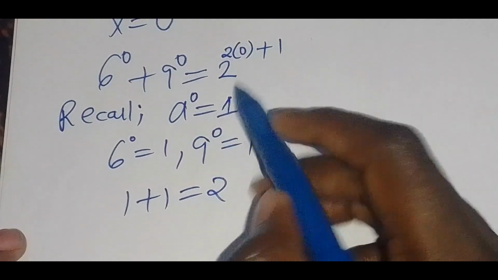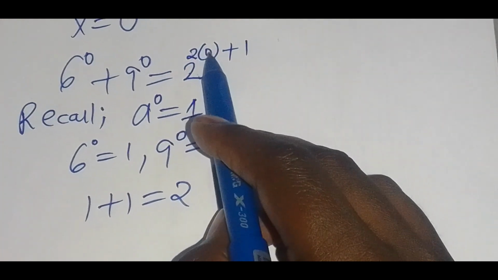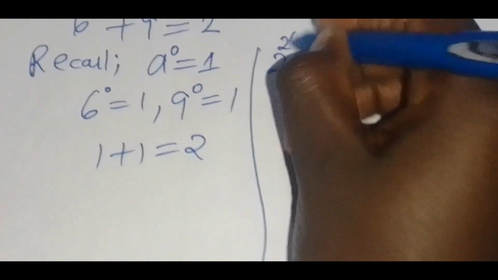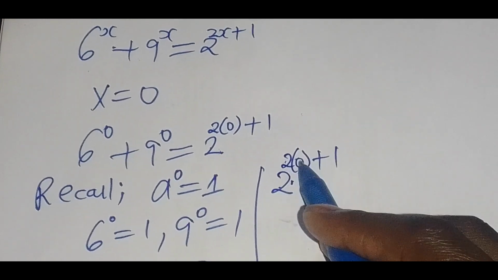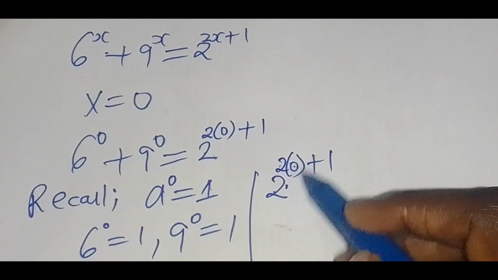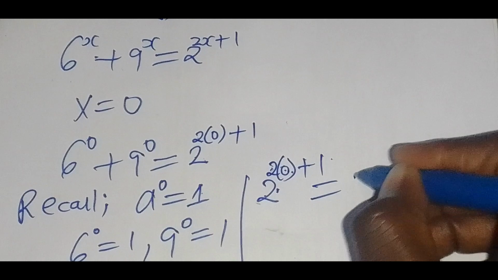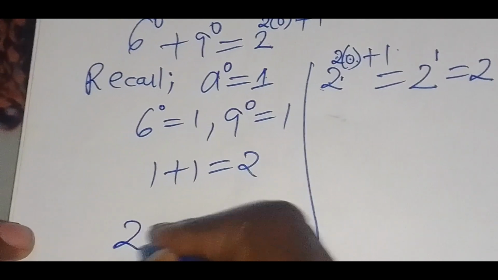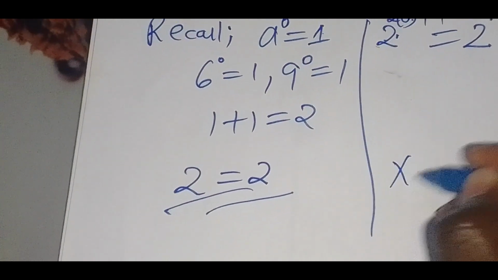Alright, and now you can see the other side of the equal sign. We have 2 raised to power 2 times 0, which is equal to 0. If you say 2 raised to power 0, remember a raised to power 0 is equal to 1. So this is 2 times 0, it will give you 0 plus 1 is 1. So that means you'll have 2 raised to power 1, which is equal to 2. Okay, so that means 2 is equal to 2. And that suffices that it's true that x is equal to 0.